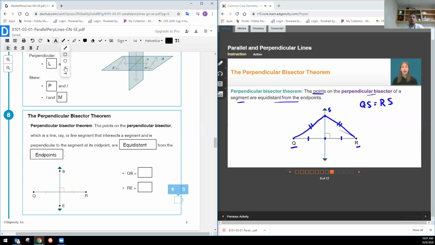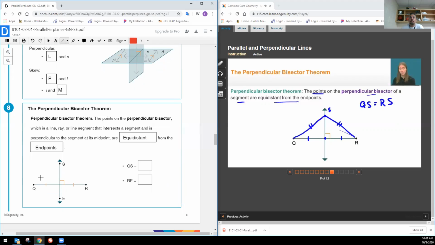I can also take a point that is below my line segment. I could take a point down here, call it E. The perpendicular bisector theorem tells me the same thing: the distance between R and E is equal to the distance between Q and E. Once again, I can draw line segments like so, and conclude by the definition of line segment congruence that they are congruent. Let's go ahead and prove this theorem.